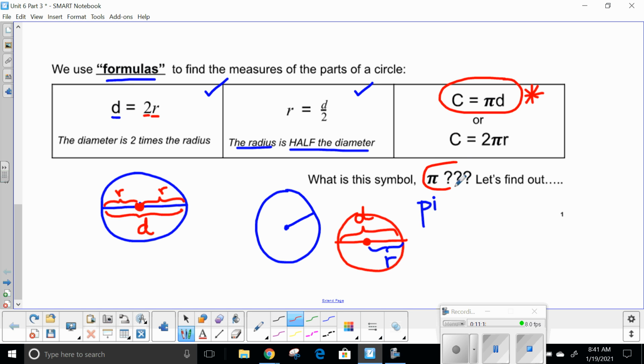Okay, does anybody know what pi is? Do you know what it is? You've seen it before? Yes. Okay, all right. Well, this symbol, and you'll see me write it like this, okay? This symbol is pronounced pi, P-I, it's a Greek symbol, and we're going to explore what that is next.